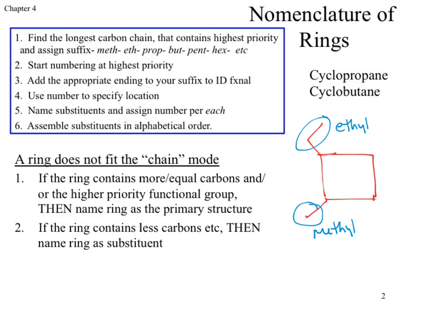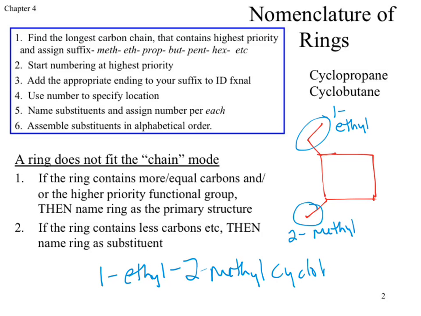So if we were going to go through and name this, we'd end up with our 1 ethyl, 2 methyl. Why not 4? We want the smallest sequence of numbers. So putting it all together, we'd end up with our 1 ethyl. Whoops. Started to make the exact same mistake. 2 methyl. And then our cyclobutane.